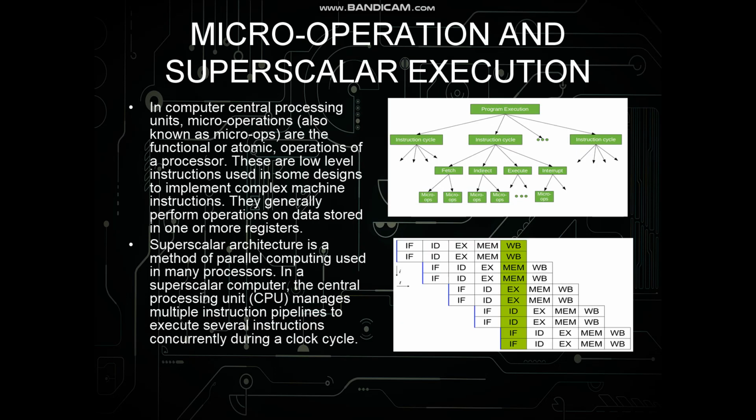Next, we have the micro-operation and the superscalar execution. In computer central processing units, micro-operations, also known as micro-ops, are the functional or atomic operations of a processor. These are low-level instructions used in some designs to implement complex machine instructions. They generally perform operations on data stored in one or more registers.